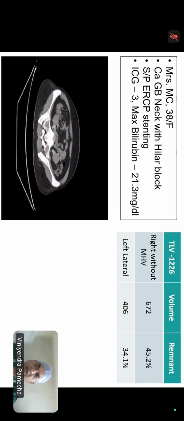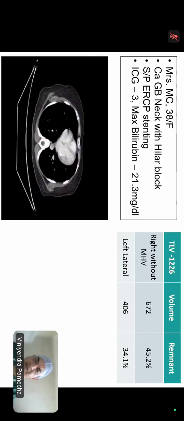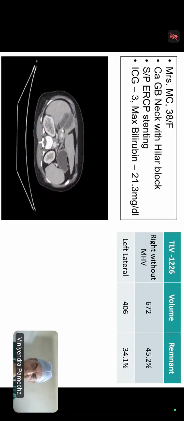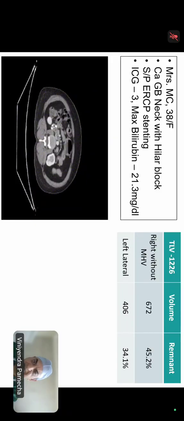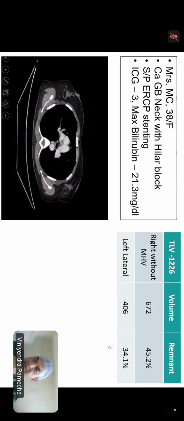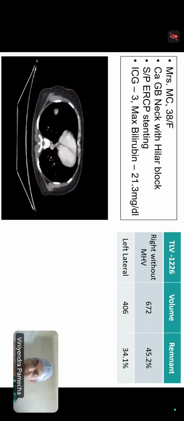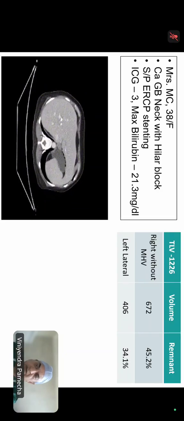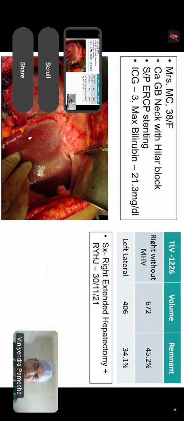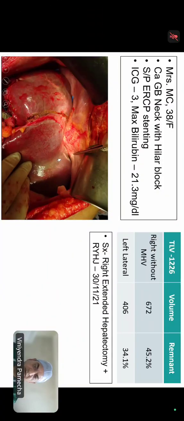This is her scan, and this is her volumetry, and we had planned a modified extended right hepatectomy. The left lateral was 34, and then we thought that straight away it would be better to do an extended right hepatectomy because the volume looks good for the left lateral segment. So she had an extended right hepatectomy with U&Y. You can see the liver there. That's the left lateral segment. The volume looks good here. This is the transection plane there.